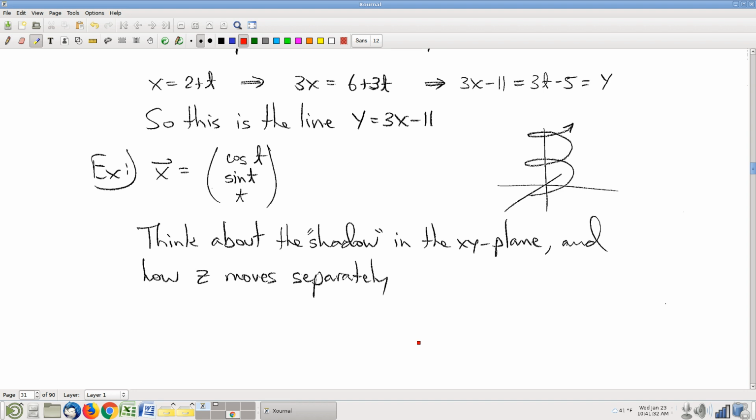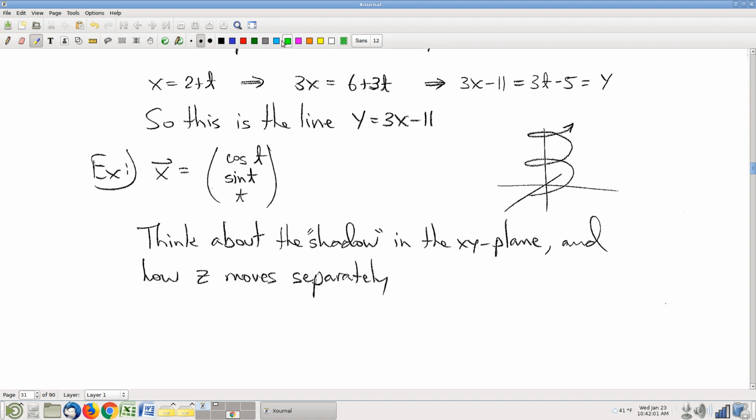Here's an example. Suppose this is your position as a function of time. Well, gosh, it's going to be really hard to play around with these equations and find a single equation that these all satisfy. I guess technically it could be done, but it's not immediately obvious how you would do it. So what I would encourage you to do here is think in terms of, let time pass and think about what's happening. What do you notice and what can you conclude from that geometrically?